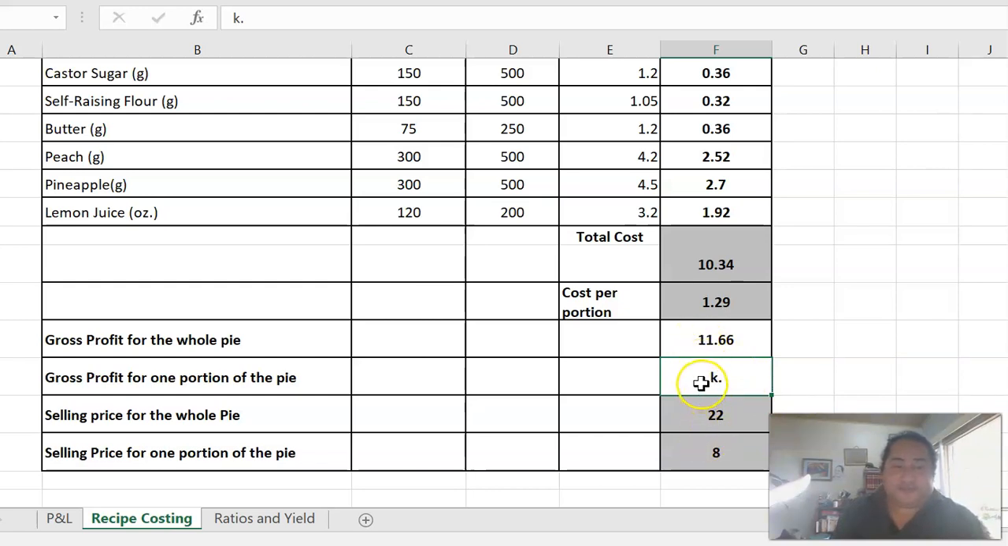Right, let's look at the gross profit per portion. The cost of 1 portion is $1.29, and we're selling that portion for $8. So equals 8, the selling price. The gross profit is selling price minus cost price. What's the cost price? $1.29. So the gross profit is $6.71.